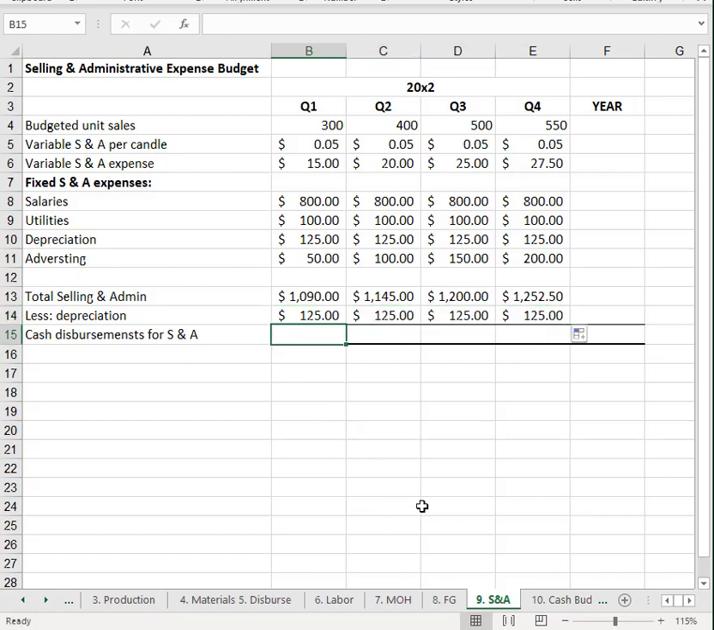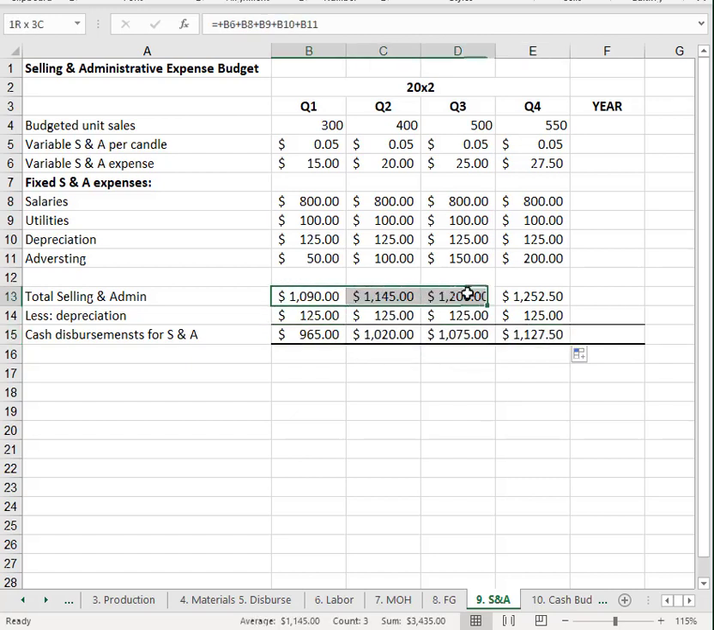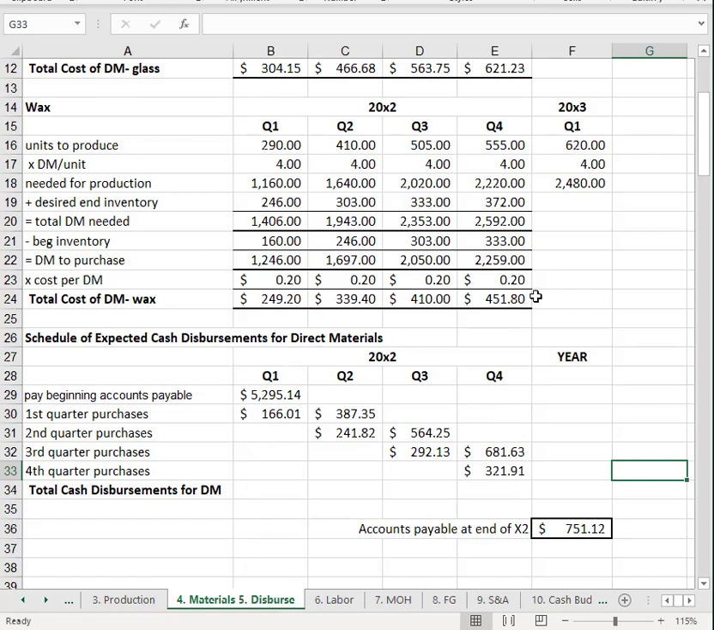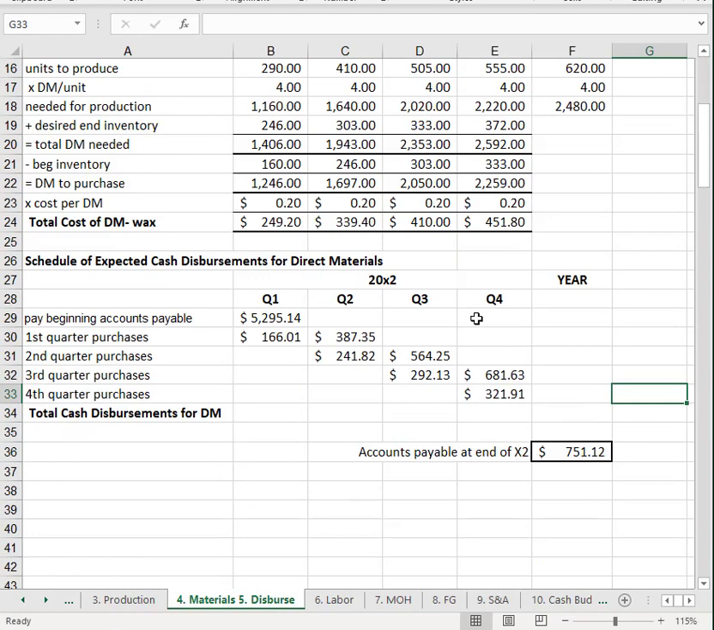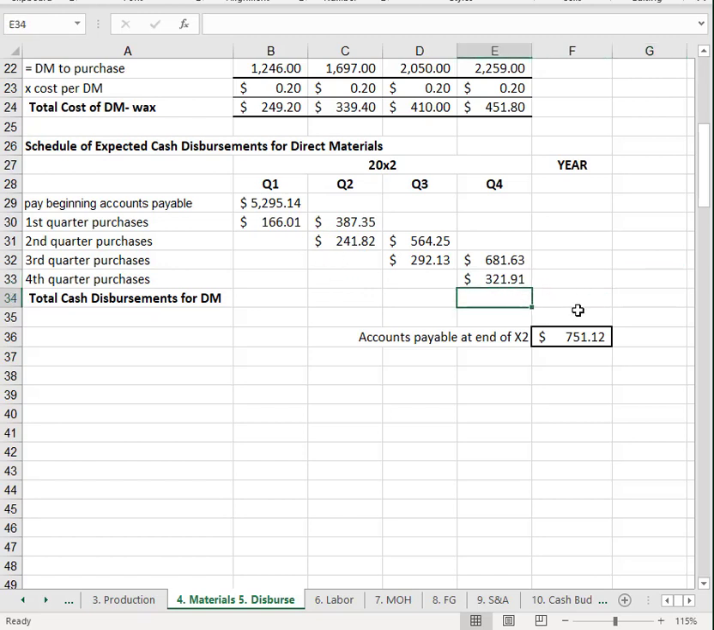All right, so the cash disbursements for selling and administrative are total selling and administrative less depreciation. That's not a payment. It's an expense. So the income statement is going to reflect our expenses. The cash budget is going to reflect our cash disbursements or payments for selling and administrative. It's similar in some ways to when we were back here. These are the materials we're going to buy. This is production, but the payments are a whole other calculation.